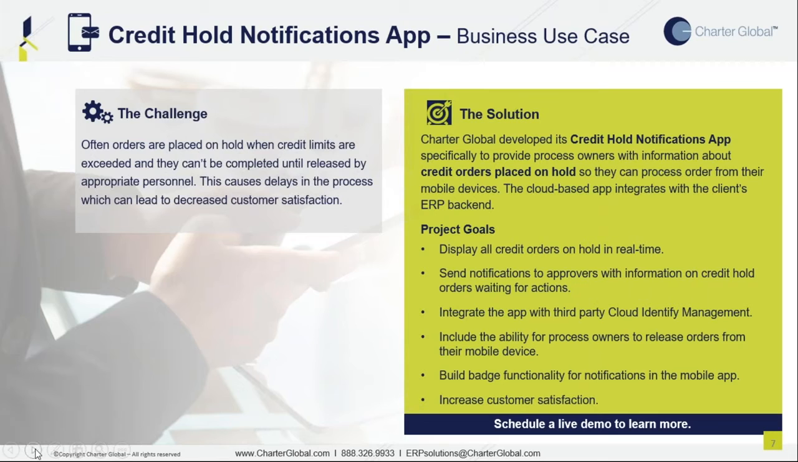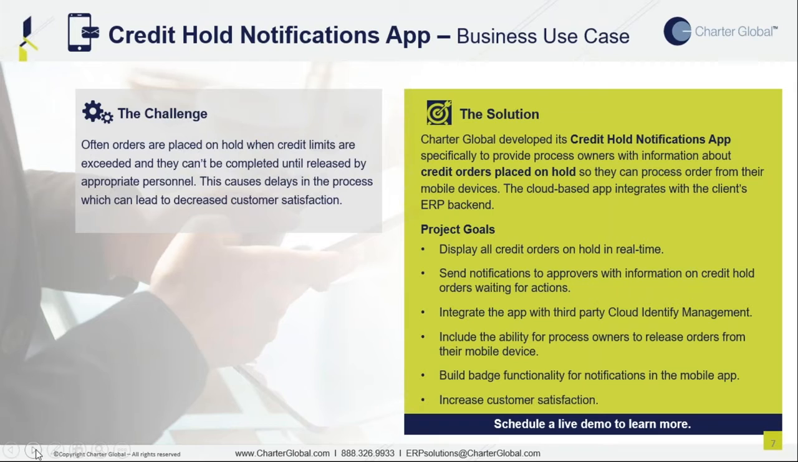So the next app we also offer is the Credit Hold Notifications app. Can you tell us a little bit about this? Yes. So this particular app is on the sales order side. This was a use case which is getting heavily used in distribution companies. A lot of clients have credit approvals defined for their customers. And many times when a credit threshold is exceeded for a customer, the customer sales order goes on a hold.